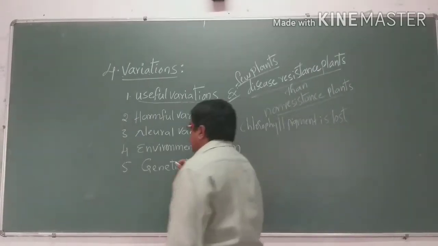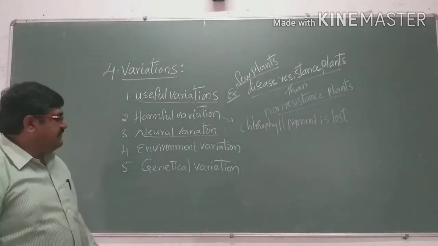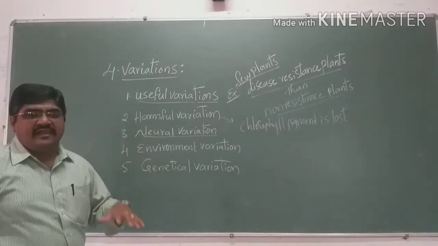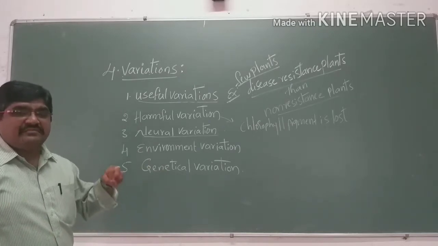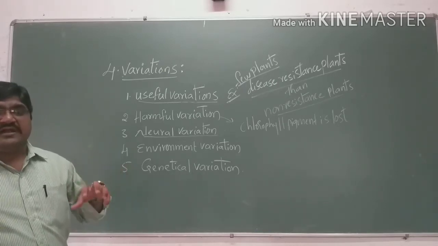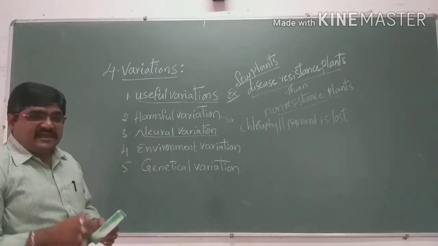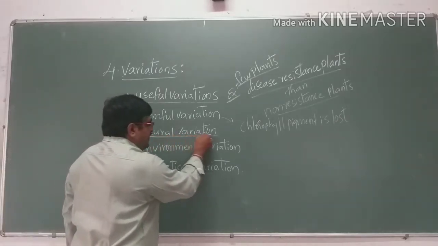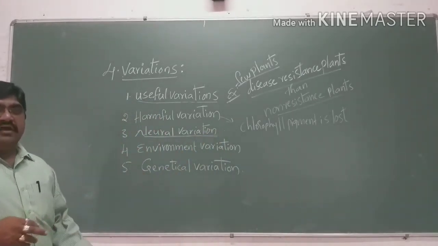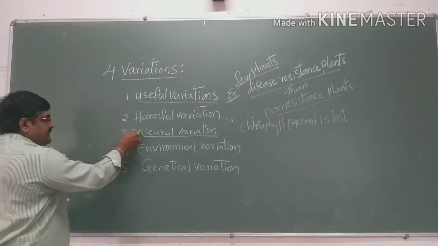And the third one, neutral variations. With the name only, it indicates neutral. Here they are neither benefited nor at a loss. The variations or characters present in an organism are neither useful nor harmful. Such types of characters we can call neutral variations. Here we can take as examples the variation of the stem and the variation of the leaf.